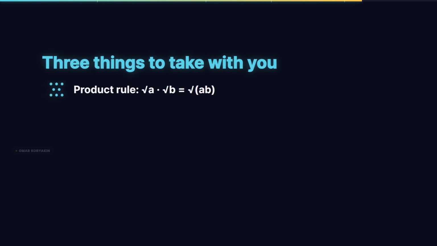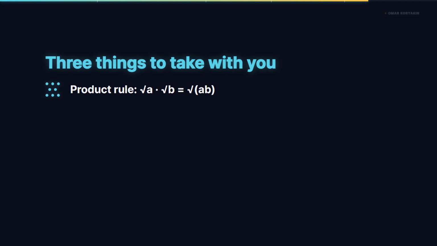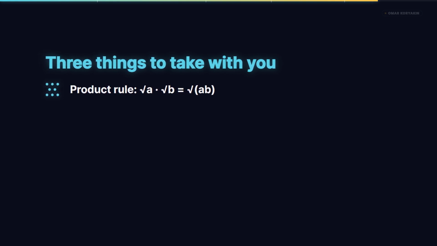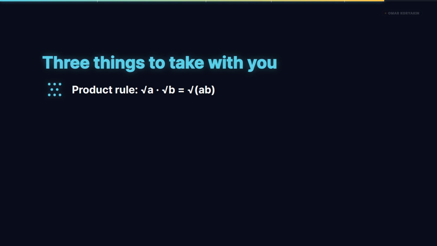The product rule says square root of a times square root of b equals the square root of a times b. Both factors must be non-negative and the same index must match between the two radicals. The same rule extends to cube roots, fourth roots, and beyond.